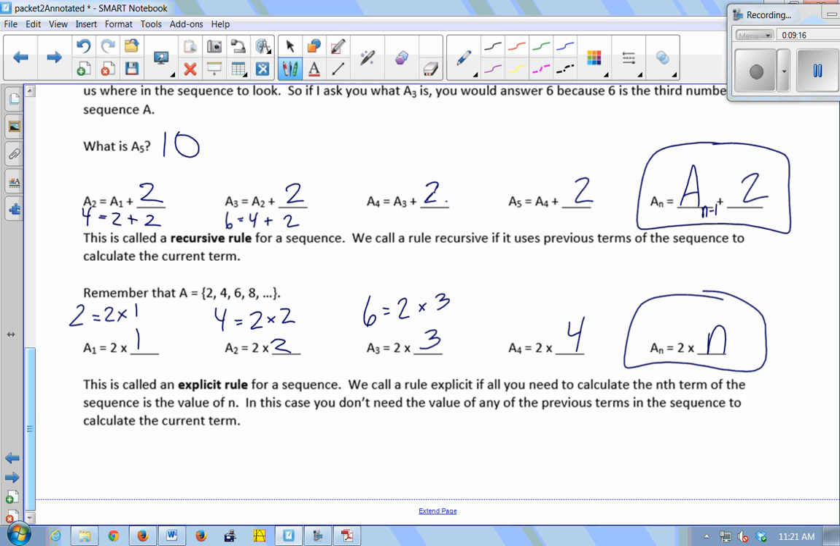And in this case, if I want to know the nth term, I don't need to know any terms before it, right? I could calculate the 100th term in the list by just doing 2 times 100. I would get 200. And I did not need to know the 99th term in the list. If I used the recursive formula and I wanted to know A100, the 100th term in the list, I would have to know the 99th term and add 2 to it. So these are 2 different ways of describing the same pattern. This one is called recursive, and this one is called explicit. We call a rule explicit if all you need to know to calculate the nth term is the value of n, as opposed to other values in the sequence.